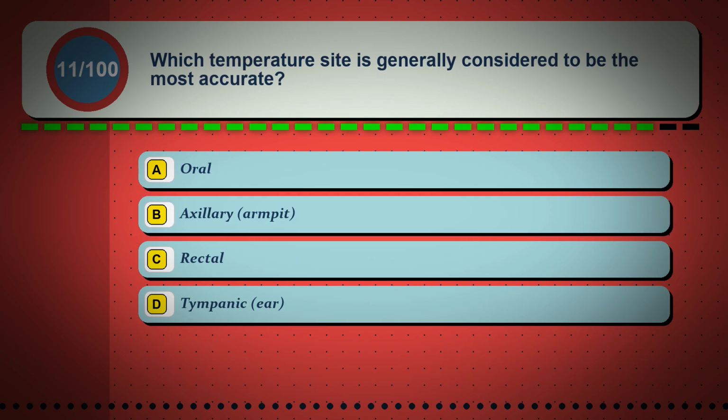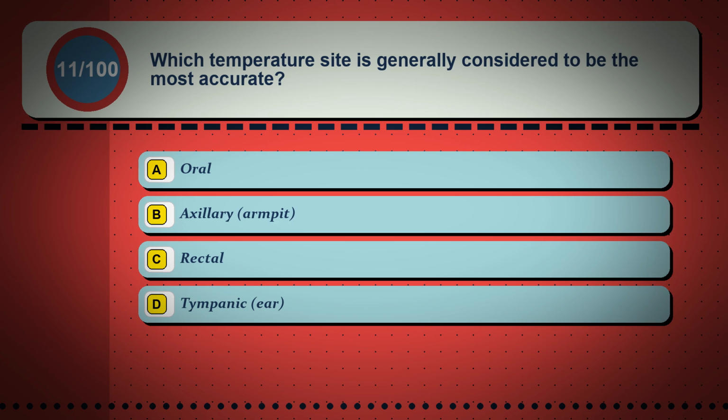Question 11. Which temperature site is generally considered to be the most accurate? Option A, oral. Option B, axillary, armpit. Option C, rectal. Option D, tympanic, ear.